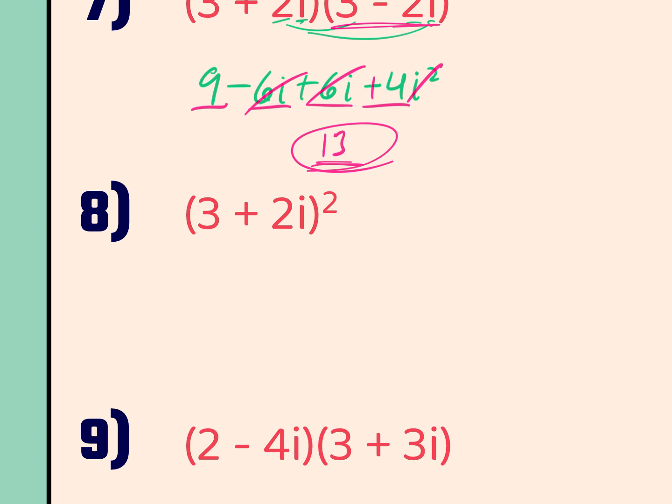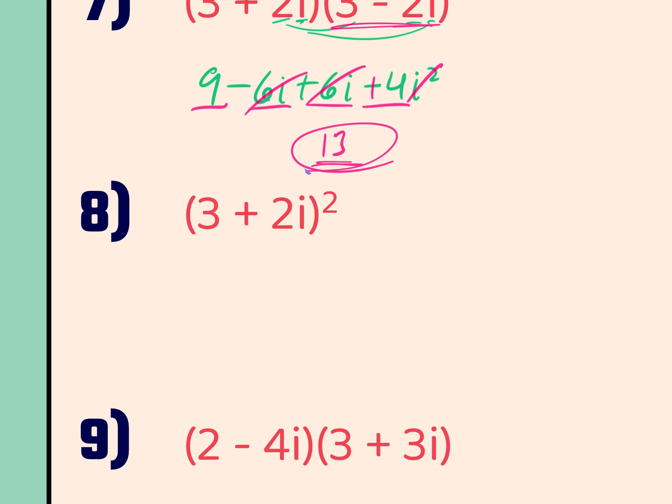Right, number 8, some of you might get confused and you might be tempted to distribute the square to each term. And you're going to say that this is equal to 3 squared plus 2i squared. Right, that is not right. Do not keep making that mistake. Some of you made it in our polynomial section. Yeah, you cannot make that mistake.